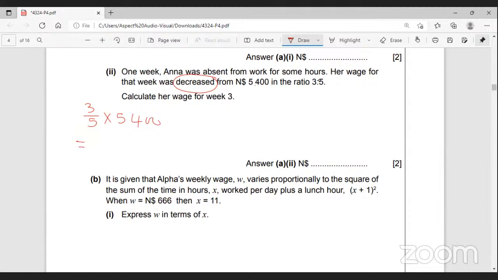What are we getting? 3,240. Okay. 3,240. As you can see, the amount decreased.